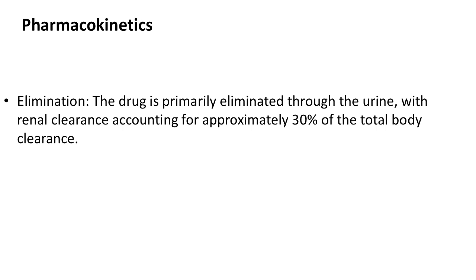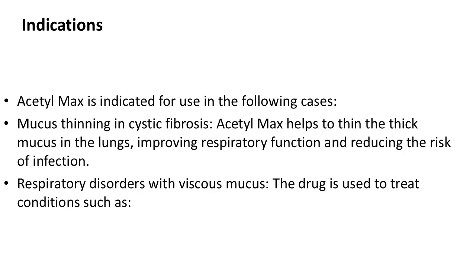Elimination. The drug is primarily eliminated through the urine, with renal clearance accounting for approximately 30% of the total body clearance. Indications. Acetyl Max is indicated for use in the following cases. Mucus thinning and cystic fibrosis. Acetyl Max helps to thin the thick mucus in the lungs, improving respiratory function and reducing the risk of infection.